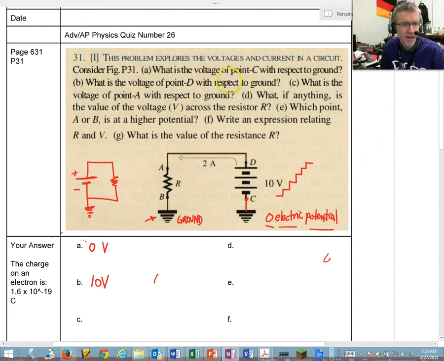Then what is the voltage of point A with respect to the ground? So if there's no resistance in this wire right here, then there is a consistent voltage from D to point A. So the voltage at D is the same as the voltage at A, so 10 volts. Then, what is the value of the voltage across the resistor? So across the resistor, that voltage is also going to be 10 volts.